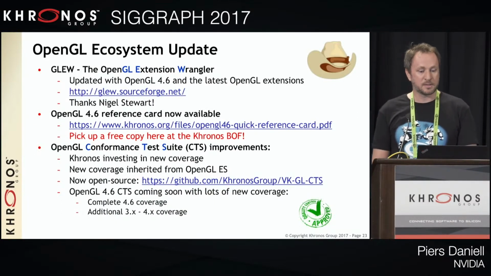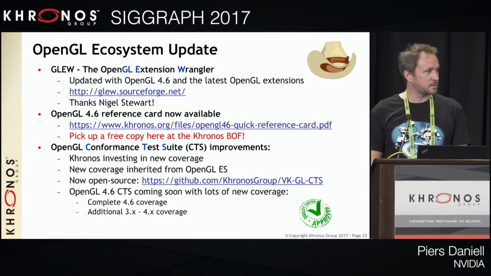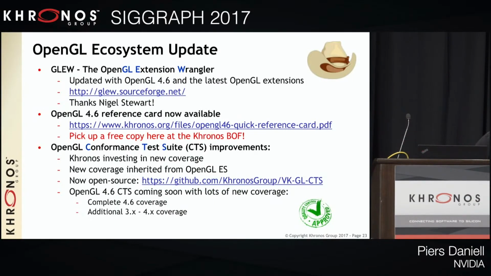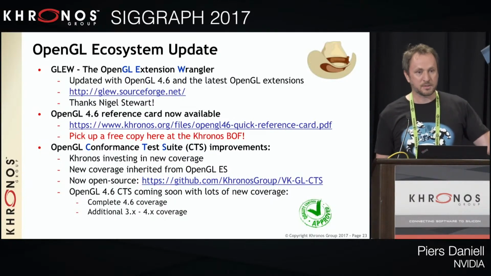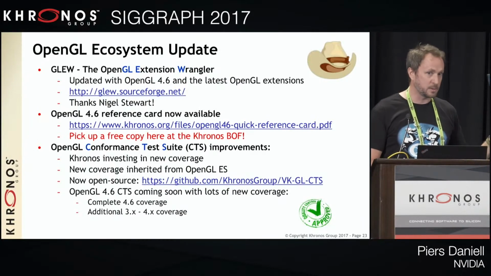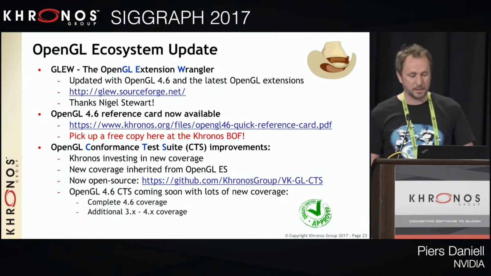Quick ecosystem update. GLEW, the extension wrangler that's popular and widely used, now supports OpenGL 4.6, all the entry points. There is an OpenGL 4.6 reference card. Actually, we're giving some away. We have limited supply, so if you really want one, you better make sure you grab it before they run out.